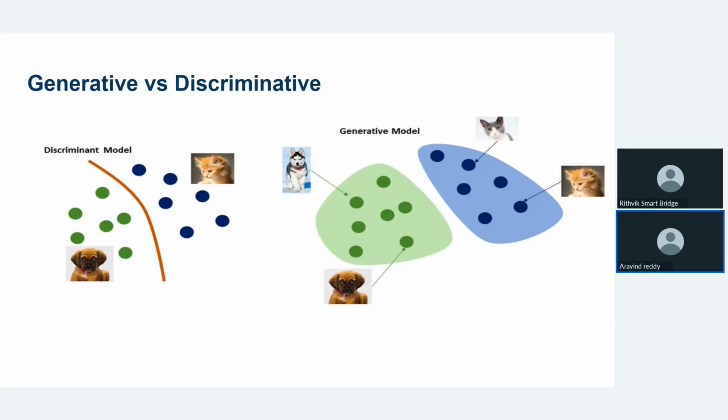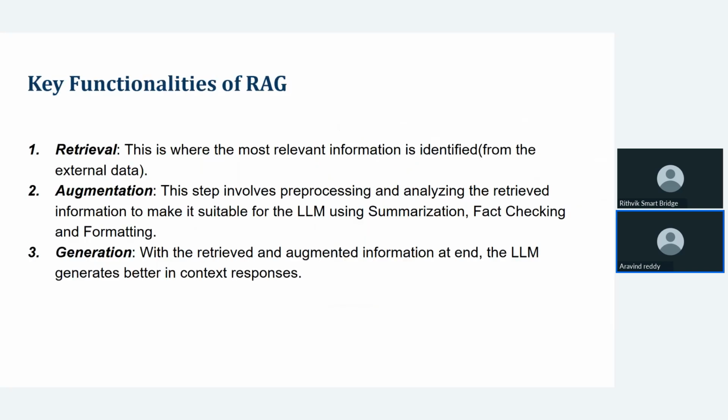Yes, that's great. Now, the key functionalities of RAG, meaning retrieval, augmentation, generation. Retrieval is where the most relevant information is identified from the external data. Retrieval is nothing but extracting the information, right? It's retrieving the information from existing data, meaning other data, and extracting information.